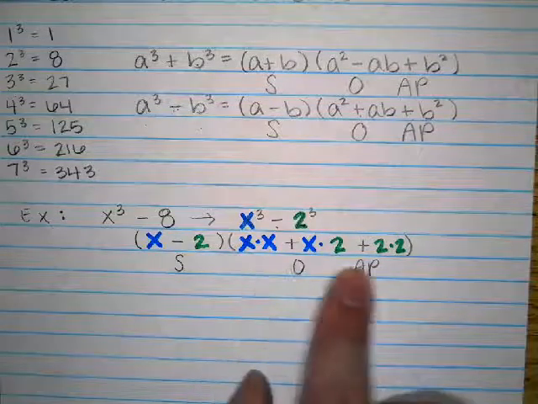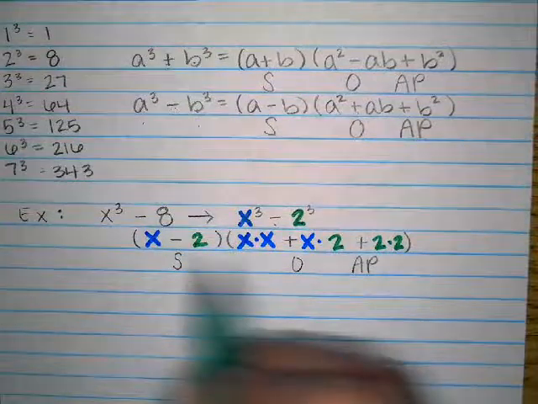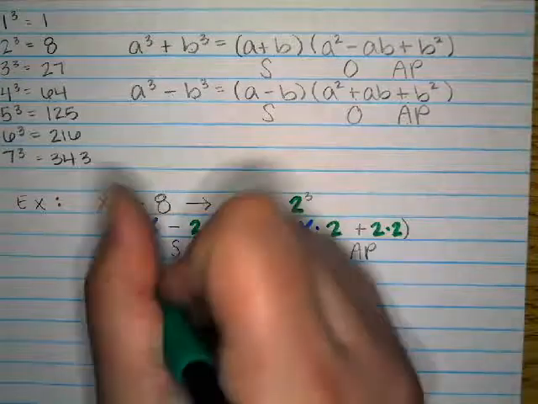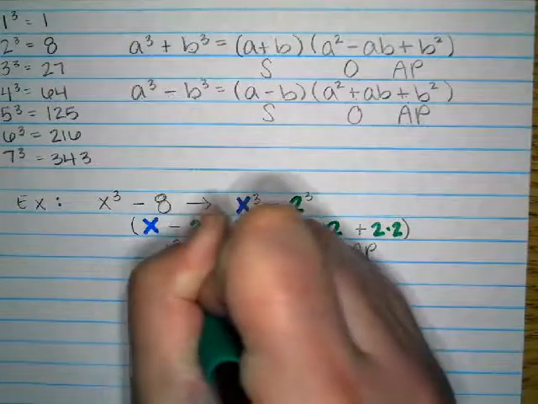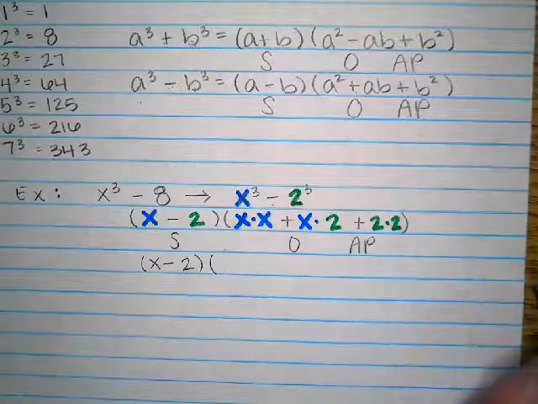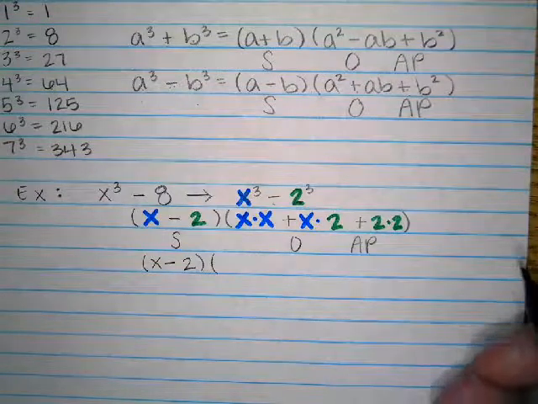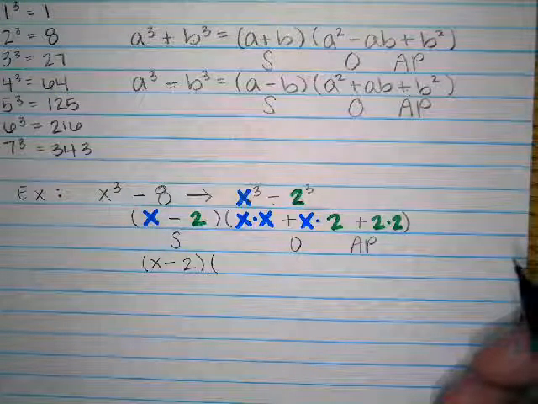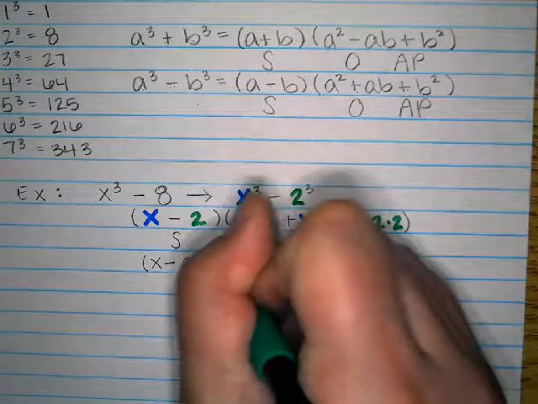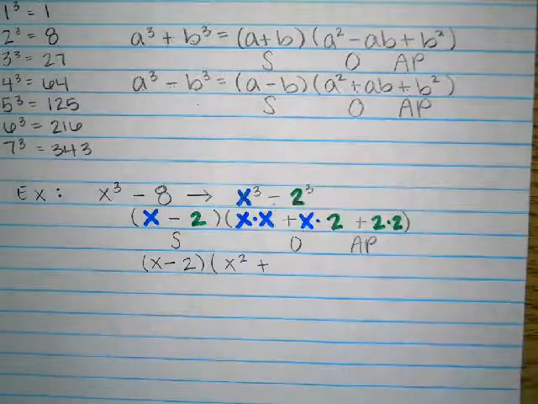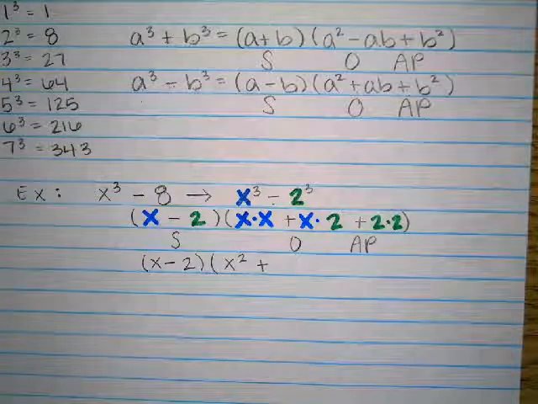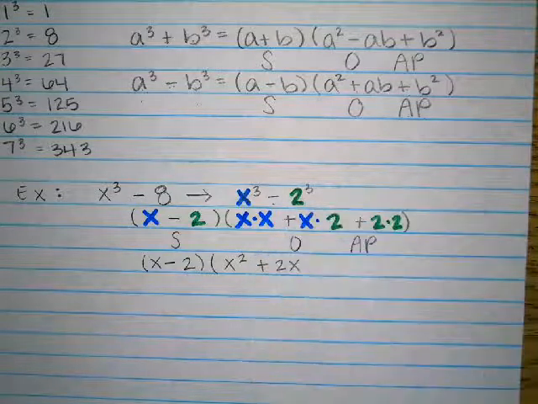Okay. So at this point, all we have to do is just write down what we had, and then we'll have our final answer. So I have x minus 2 for the first parenthesis. And for the second parenthesis, I have x multiplied by x, which is what? X times x. X squared, okay? And then x multiplied by 2, 2x, and then 2 multiplied by 2, 4.